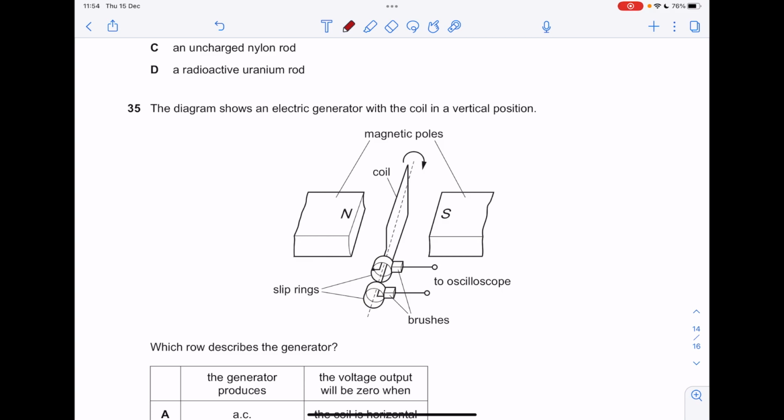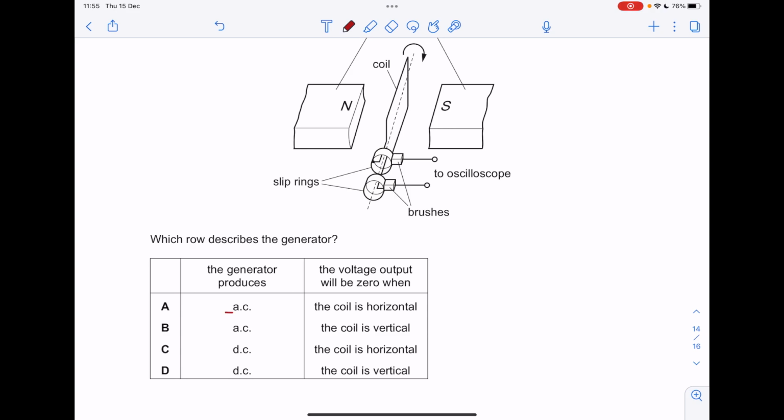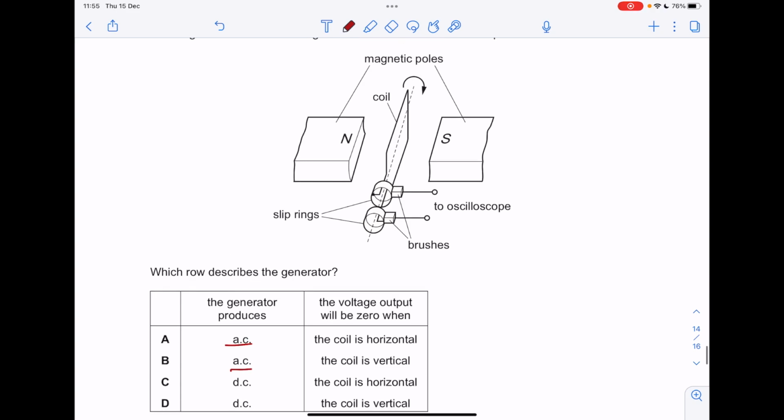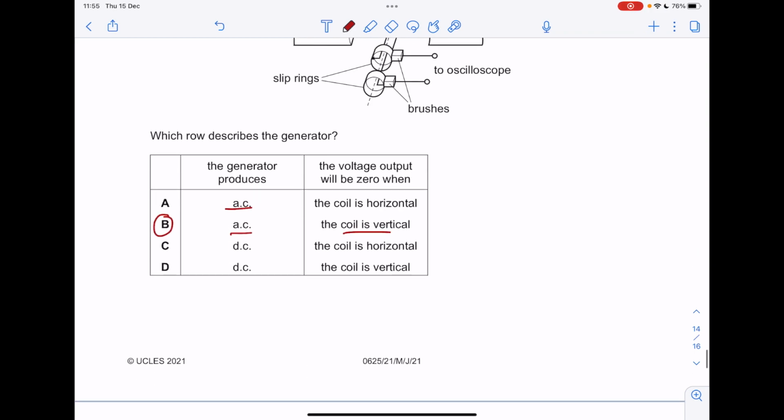This is all to do with magnetism and the generator effect. The diagram shows an electric generator with the coil in a vertical position. Which row describes the generator? So we know that we have these split rings and brushes which will help to turn that coil continuously, which will be creating an alternating current. So it's between A and B. Because it's a generator, remember the magnetic field lines need to be cut. And if that coil is in a vertical position, those north-south magnetic field lines will not be being cut. They'll just be passing straight through the coil. So actually it's when the coil is vertical will the output be zero because there are no magnetic field lines being cut.